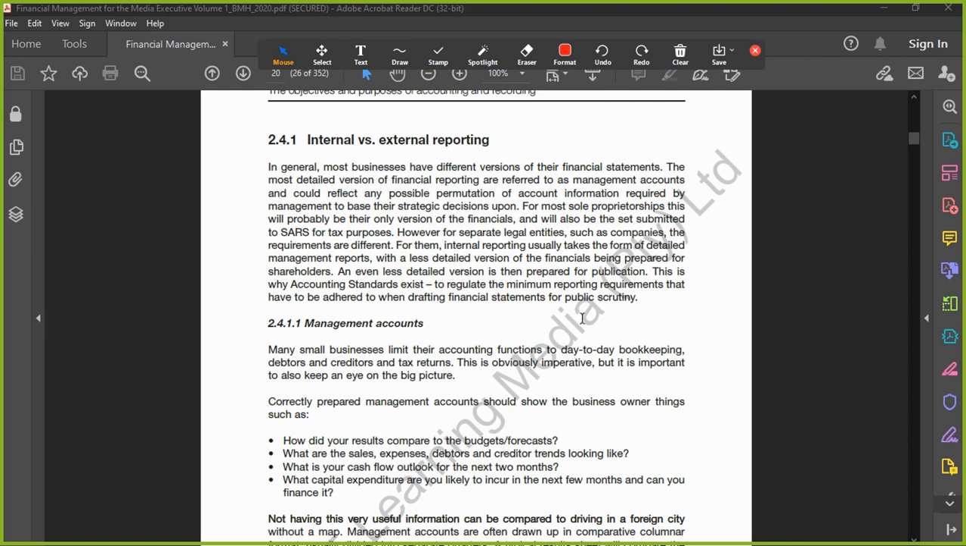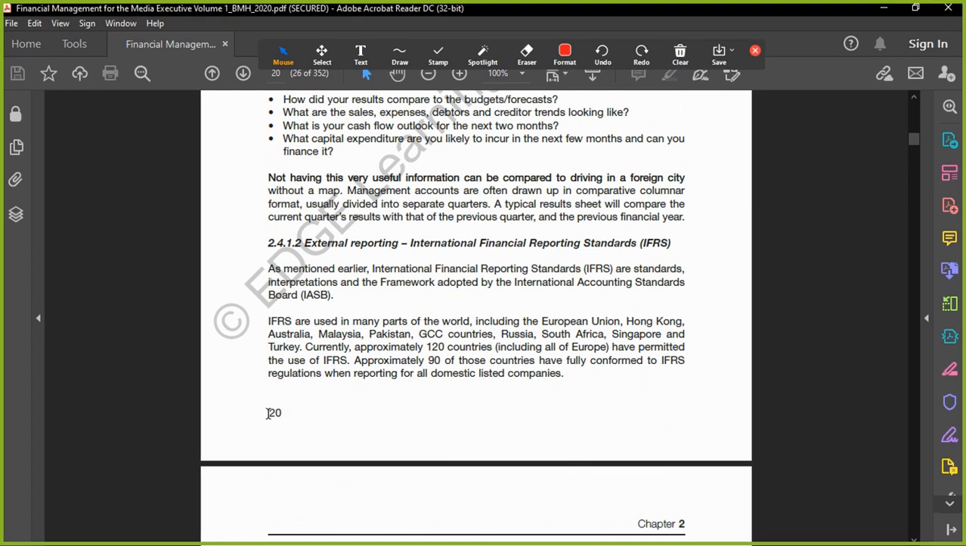When we're looking at chapter 2's content, we need to understand what the focus is. As you've seen in the previous video, we're looking at the objectives and purposes of accounting and the recording. So remember, accounting is a way to record information so that it can be used to make decisions. In this next section, we're going to be continuing on page 20 in the actual textbook.